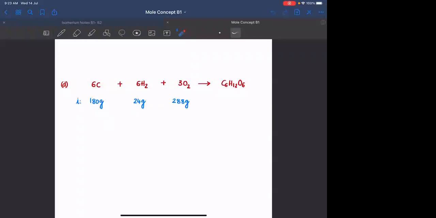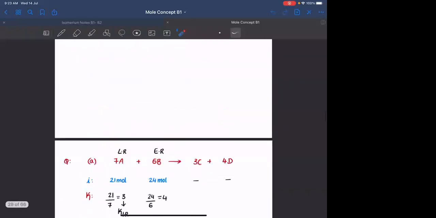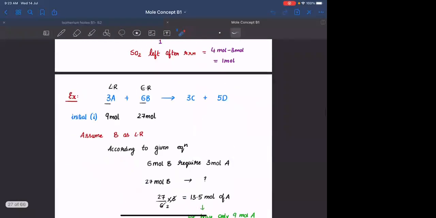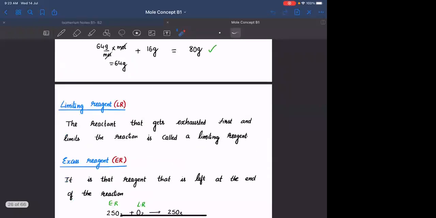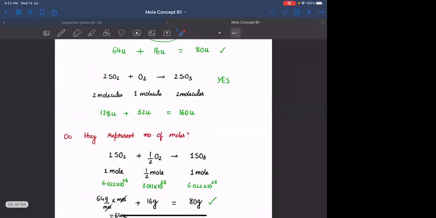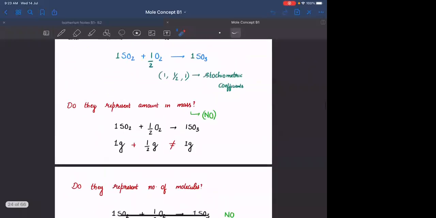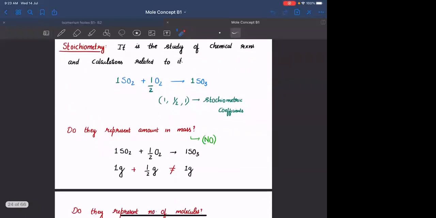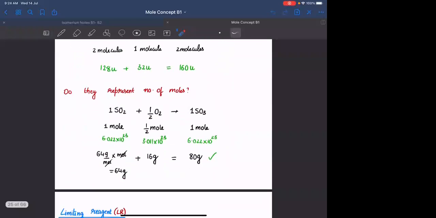Yeah. So in the last lecture we saw the analysis of chemical reactions, and in that we discussed stoichiometric coefficients. Stoichiometric coefficients are the coefficients in a balanced chemical reaction. And what do they represent? They represent the amount in terms of molecules, provided they are not fractions, and they can represent the amount in terms of moles.